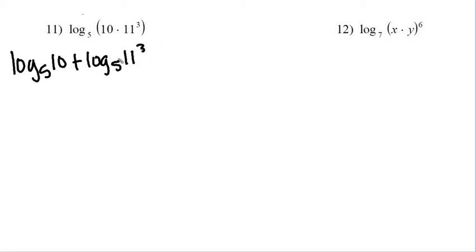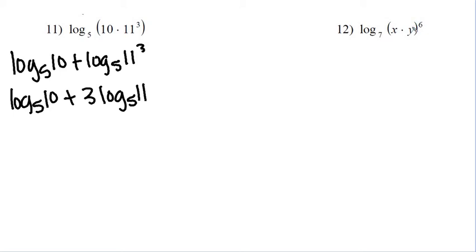So the last thing we have to do is to deal with this power. So I'm going to have log base 5 of 10 plus 3 times log base 5 of 11. So we have the same scenario as we did in number 11. It's just variables. Sometimes it's a little easier to see it with variables.